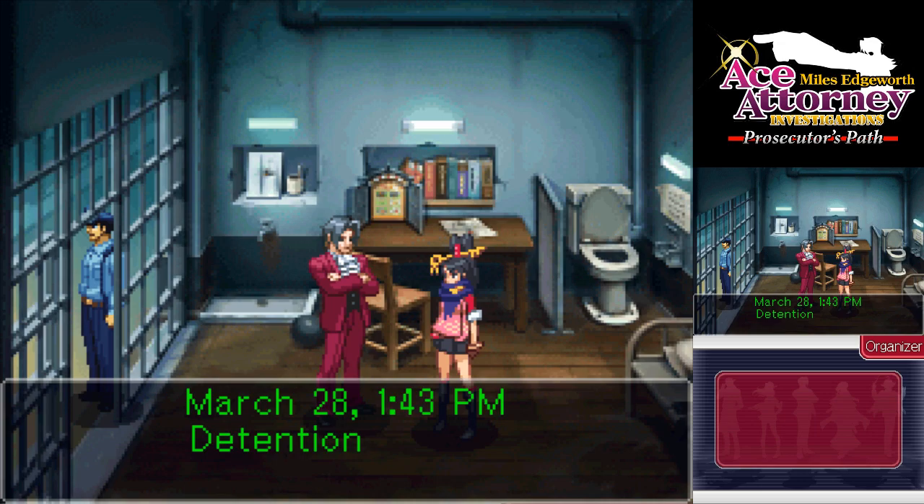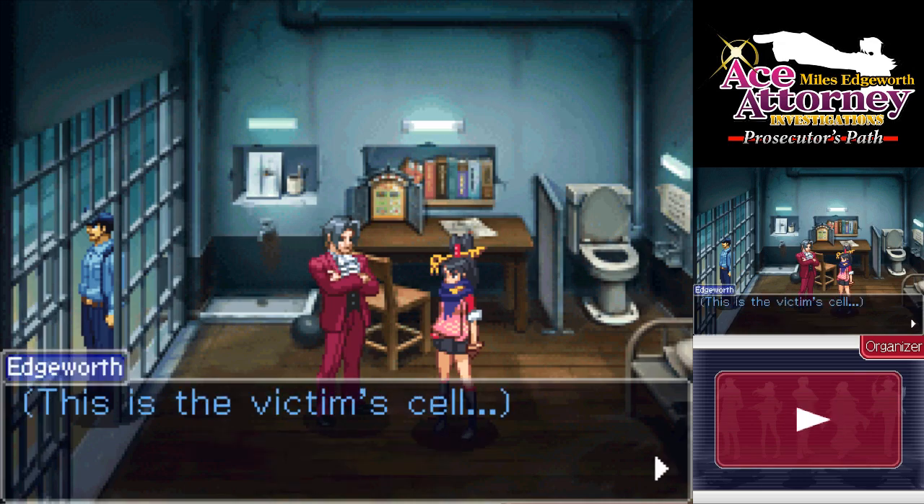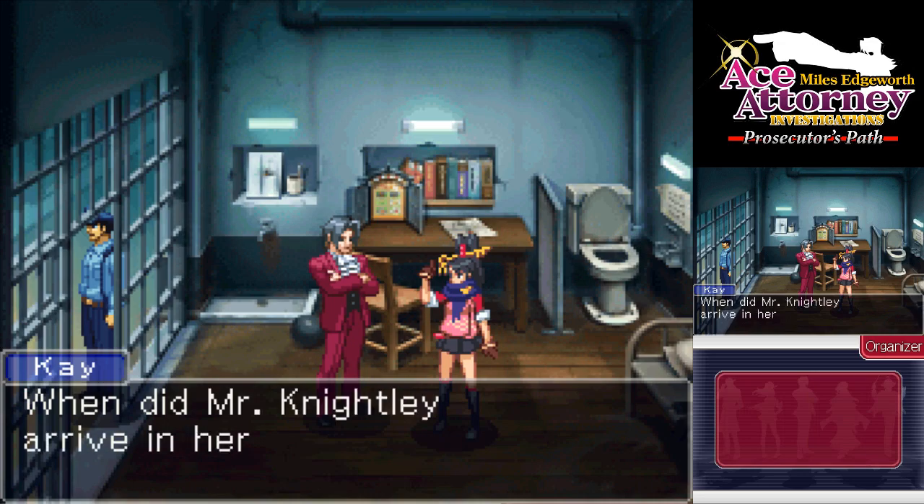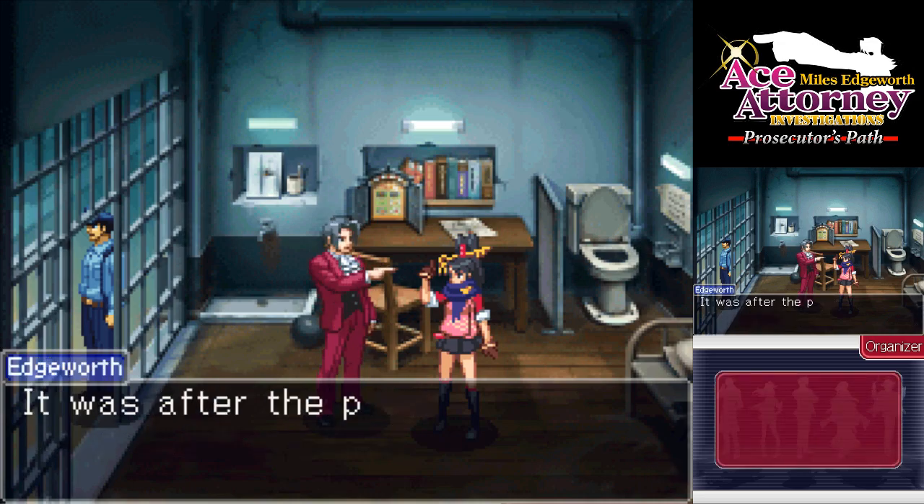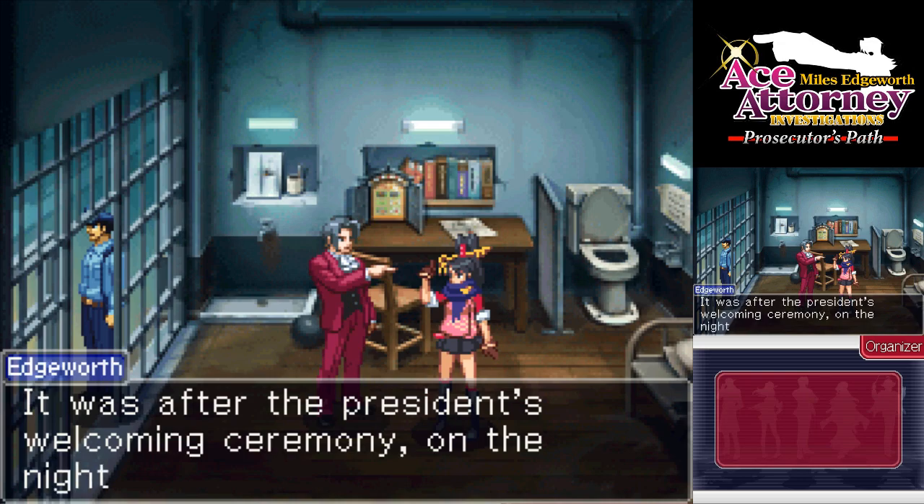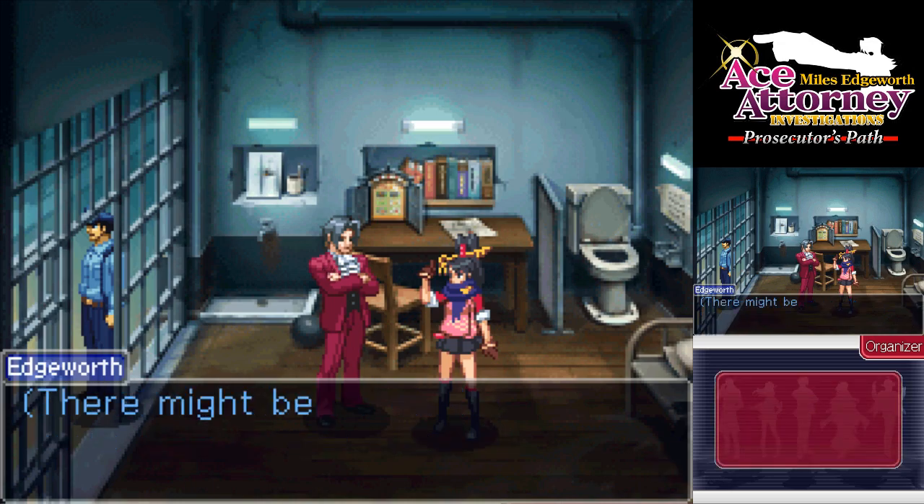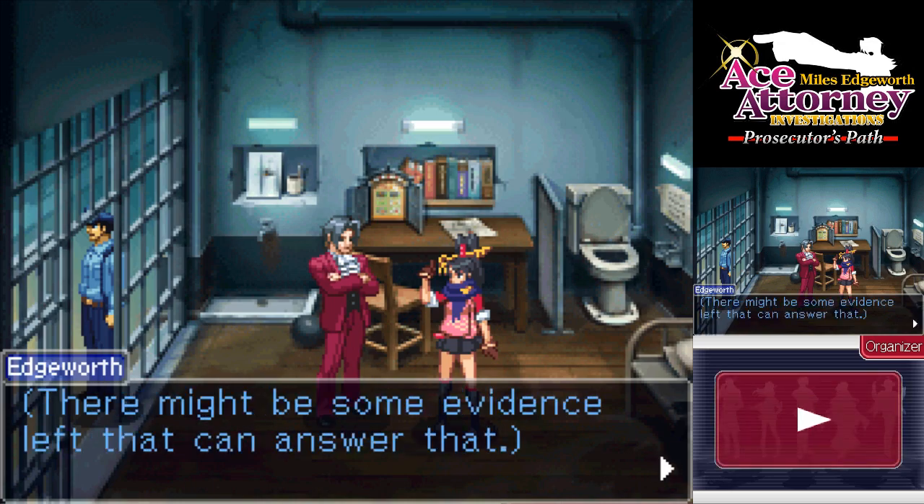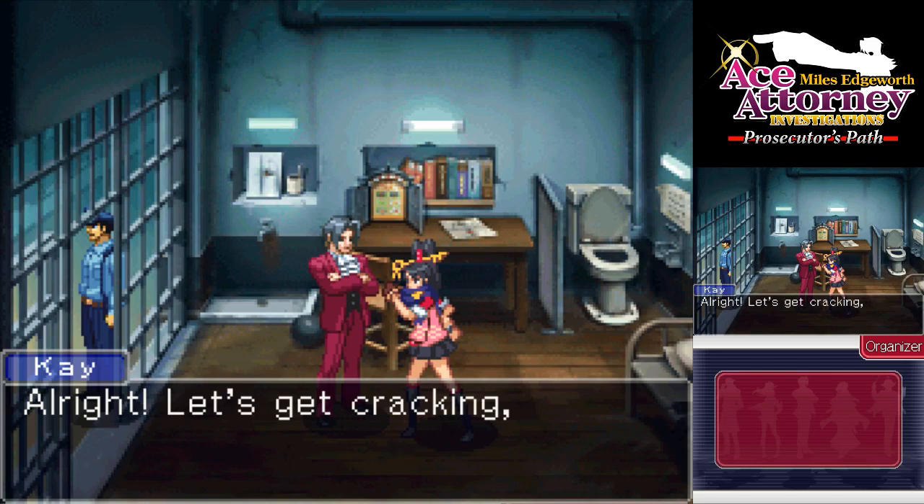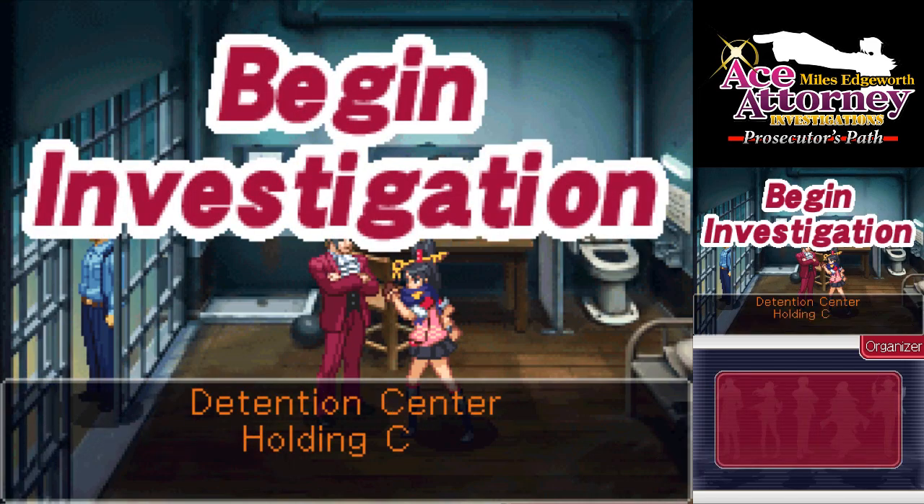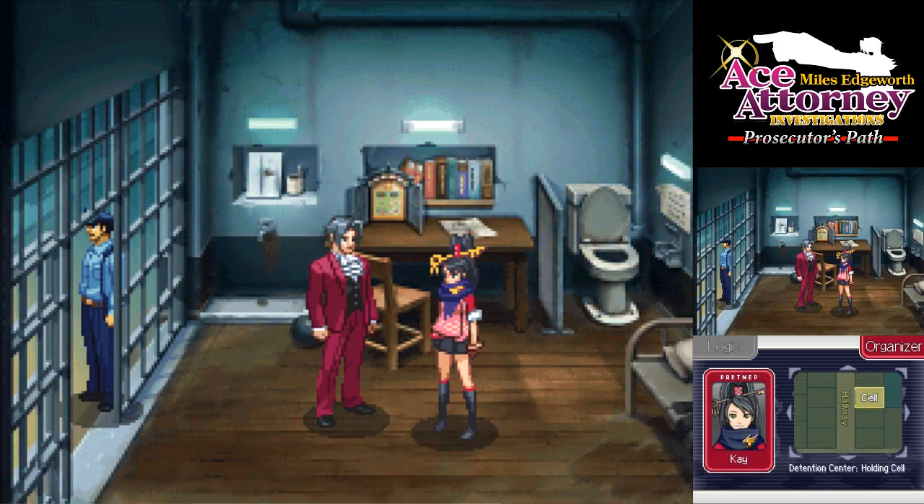March 28th, 1:43 p.m., detention center holding cell. This is the victim's cell. When did Mr. Knightley arrive here again? It was after the president's welcoming ceremony on the night of March 25th. So when and how did he move over to the prison? There might be some evidence left that can answer that. All right, let's get cracking, Mr. Edgeworth. Begin investigation!